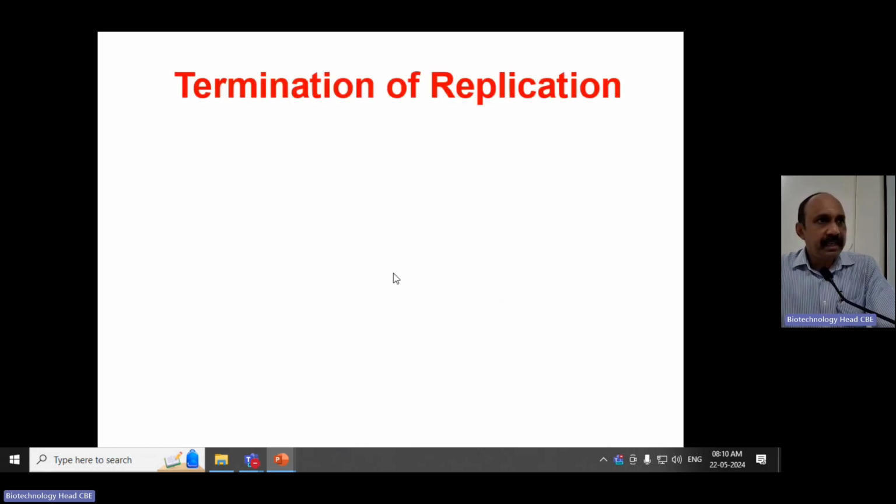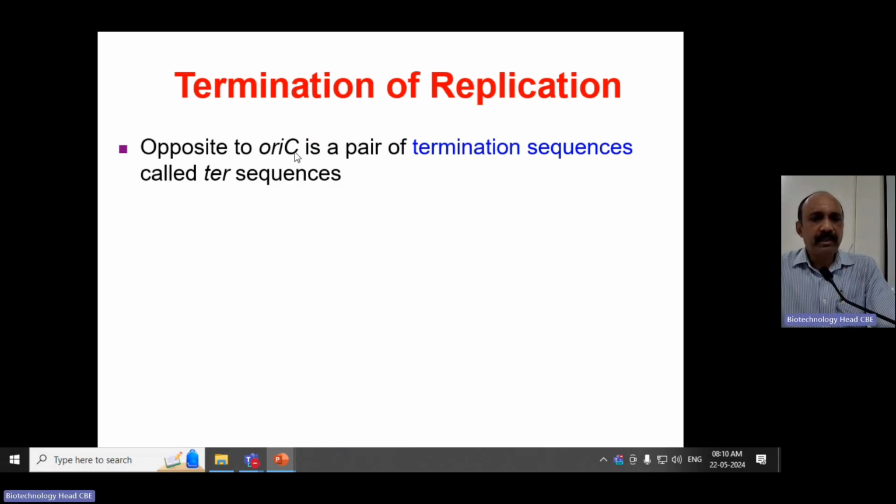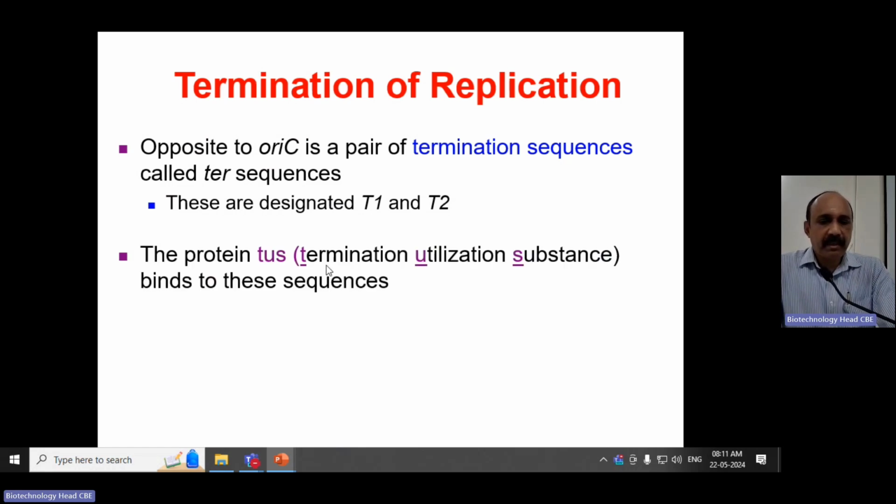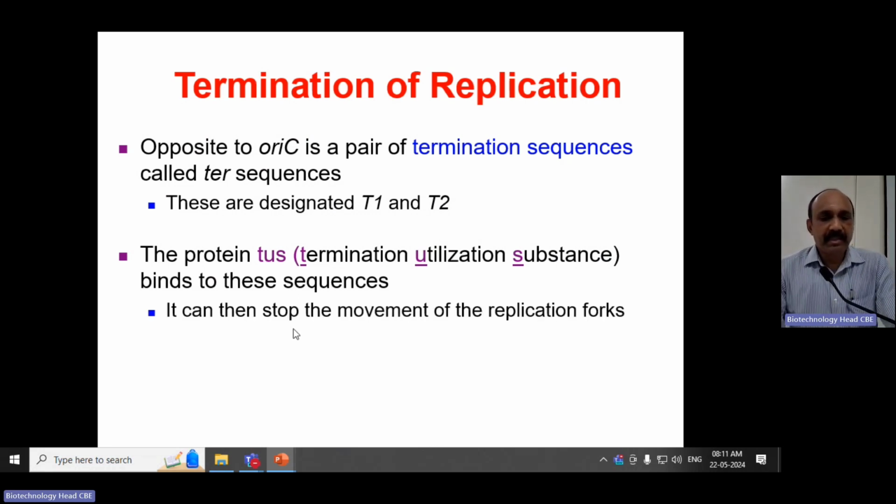Coming to the end of replication, opposite to the origin is a pair of termination sequences, called the TER sequences. Do not forget that all this is in bacteria, not in eukaryotes. These are designated T1 and T2, terminator sequence 1 and 2. The protein TUS, or termination utilization substance, binds to this sequence and stops the replication. It can then stop the movement of the replication forks.